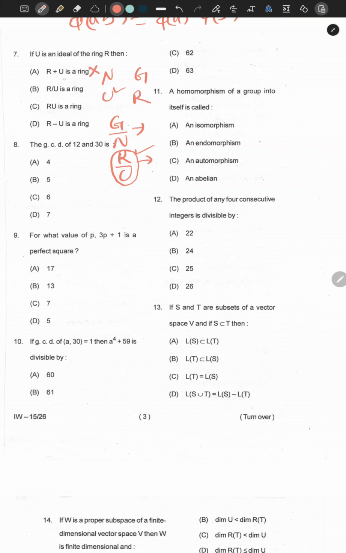Option A is false because R plus U is given, and option B is the correct answer because R by U is a ring. Option C is also false, and option D is also false. Okay, let us move to question number 8.